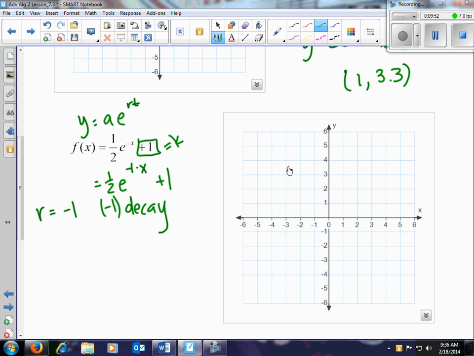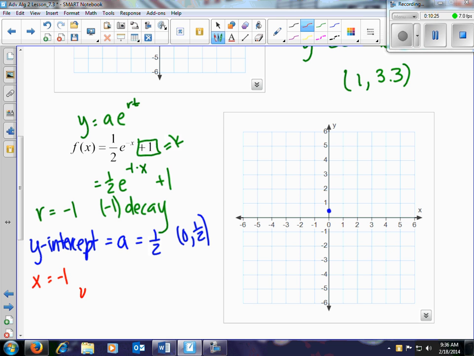Now, first thing I do is find my y-intercept. So I have my y-intercept is equal to a, which is equal to 1/2. So my point is (0, 1/2). So right there-ish. And then I'm going to pick another point, and I'm going to pick x is equal to negative 1 so that I end up with a positive exponent. So now I have y is equal to 1/2 e^(negative times negative 1).